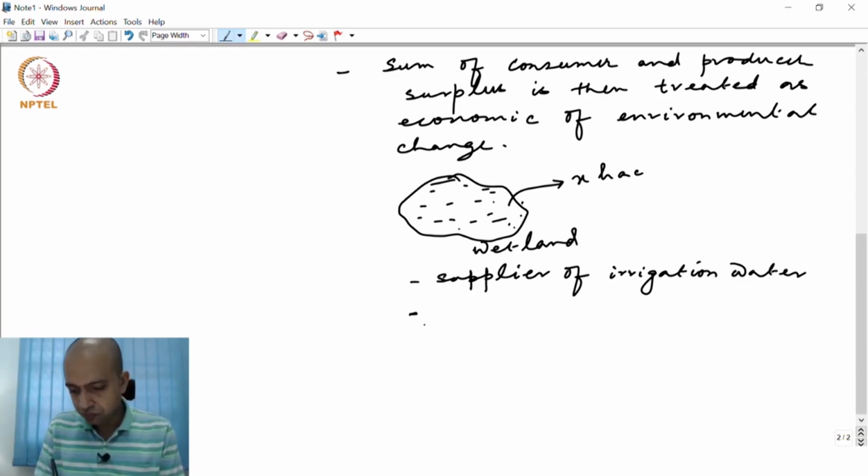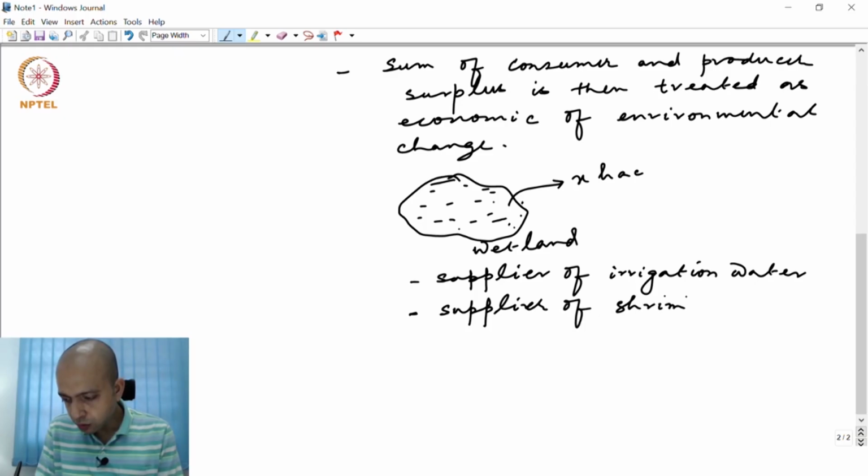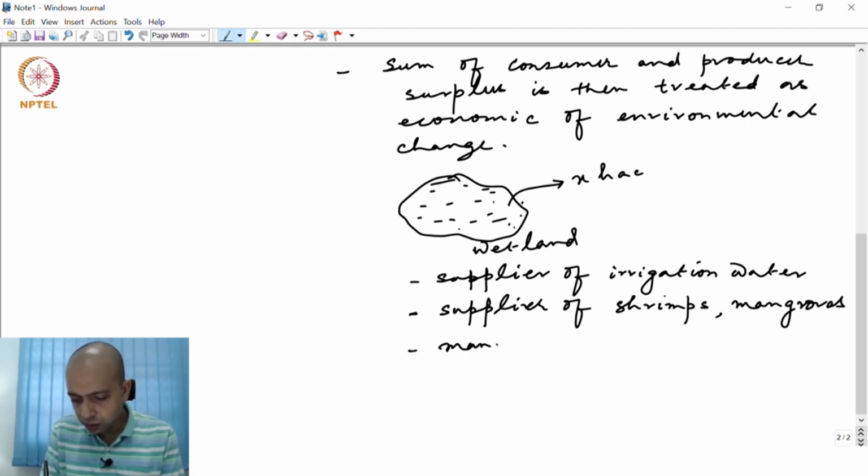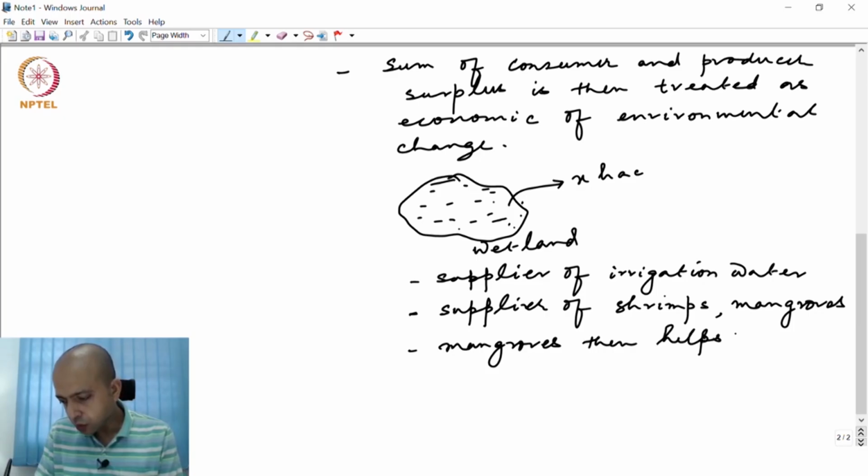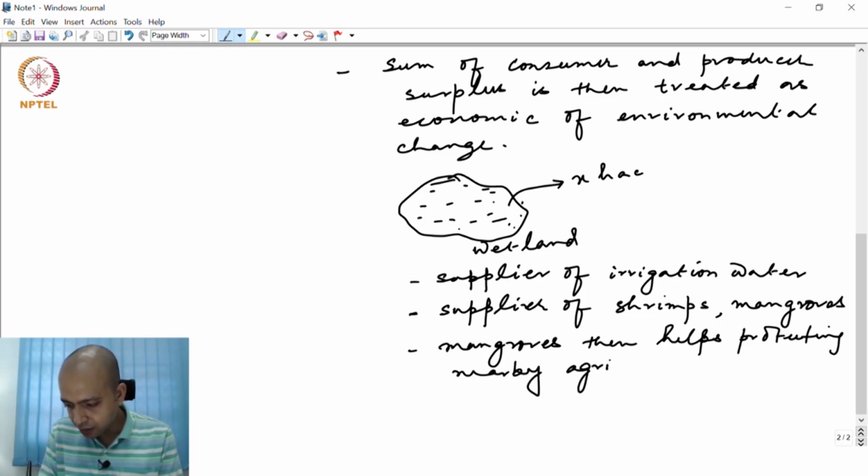So let's say the wetland acts as a supplier of mangroves, and these mangroves then help protect nearby agricultural land from coastal disaster.